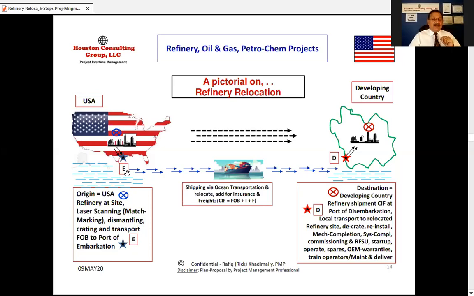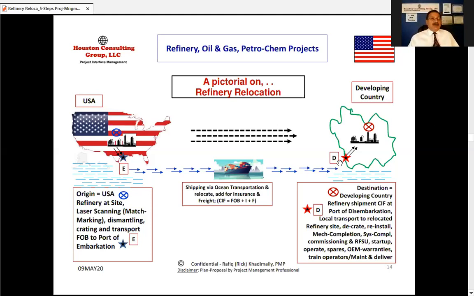Okay, so here we have E for that one. Then comes the shipping part of it. In the shipping, FOB is free on board. The ship is going to lift it and place it on the ship. You have to pay for insurance and freight. Then what does it become? It becomes CIF, cost inclusive of insurance and freight. And it travels to the developing country on the right-hand side.